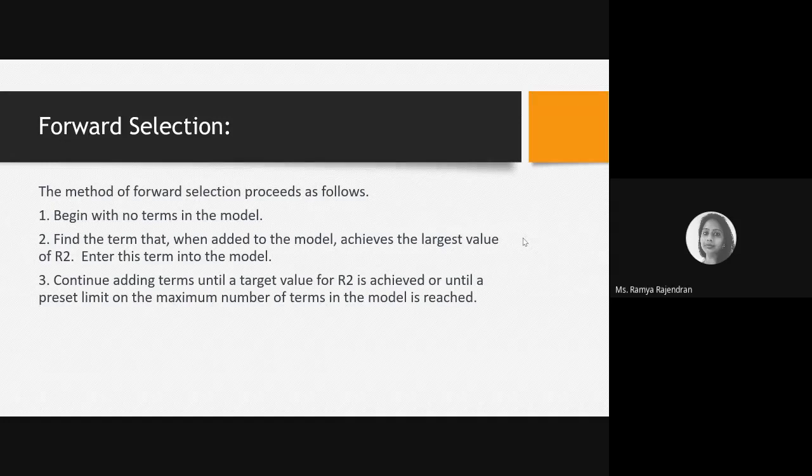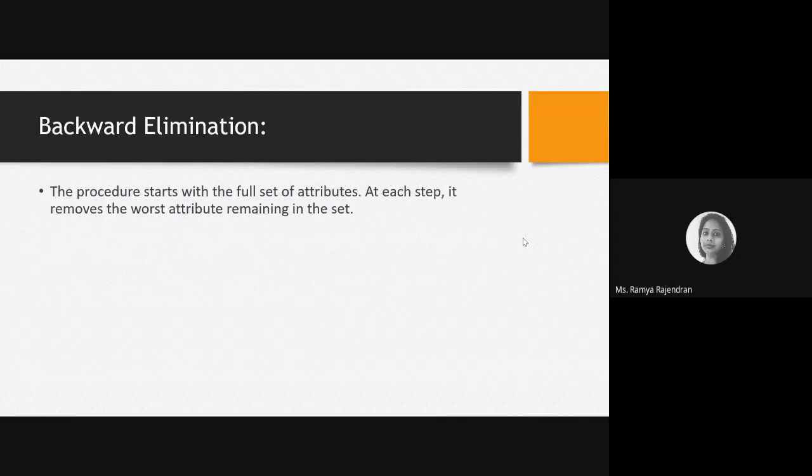In the backward elimination, it's completely opposite of forward selection. Here you will have all your variables in the model, and then at each step you will remove the worst variable, the variable which has a high p value. You can try to eliminate it, and then run the model to check your R square value. If you're happy with what you get, you can stop at that point.